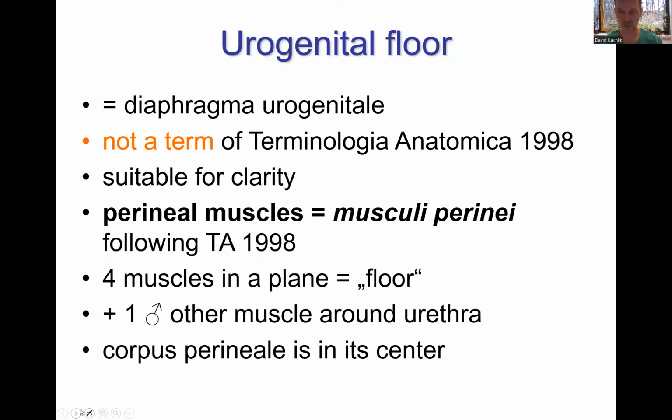And to terminate this, we have to talk about the urogenital floor muscles. The urogenital floor is not an official term, but we really like it because the majority of the muscles form really a plate. That's why a floor. So we call it officially perineal muscles. And four of the muscles form a floor. And then on the top of the floor, we can find one muscle in the male, and it's the external urethral sphincter. And the very center is called the perineal body, and it's composed of smooth muscle layers, striated muscle layers, but mainly connective tissue.